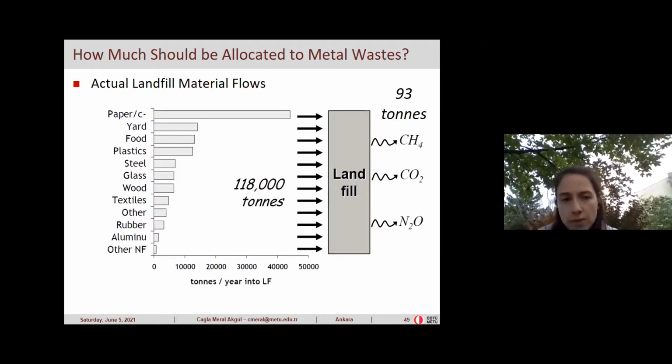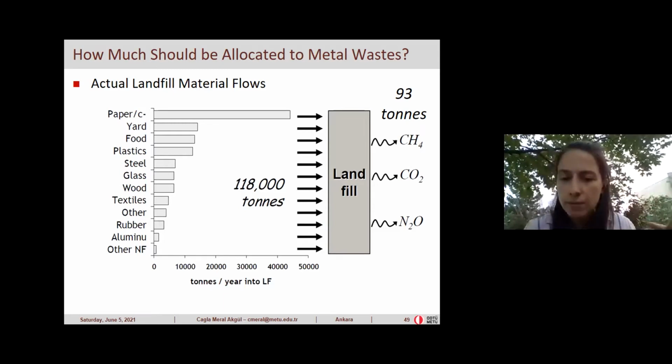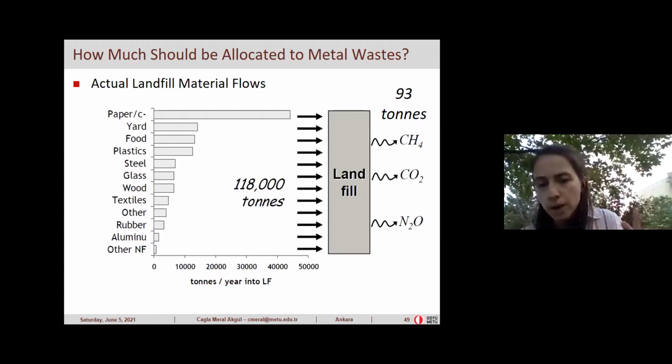Ama bu yanıltıcı. Actually, this is misleading because how much of this should be allocated to metals? Şimdi siz bunu bir metal parçasını bir landfill'e gönderdiniz. Bu landfill'in içerisinde diyorsunuz ki benim landfill'im yılda 93 ton metan gazı çıkarıyor. Ama sizin atığınızın içerisinde kağıt var, bahçe atığı var, çelik var, cam var, ahşap var. Biraz da bizim bu product P yani alüminyumdan olan olsun. Hangisi hangisinden geliyor? Hangi atık hangisinden geliyor?